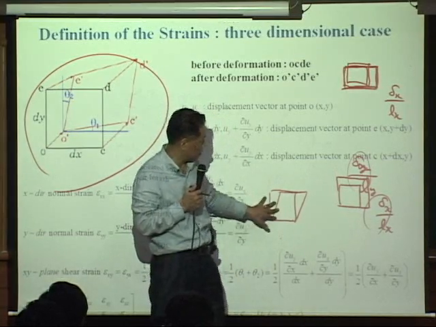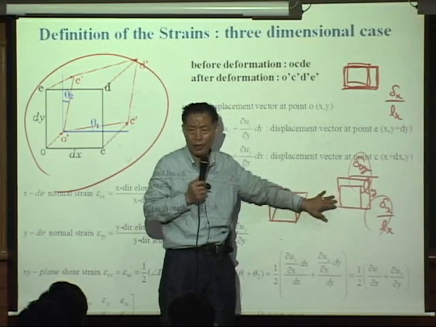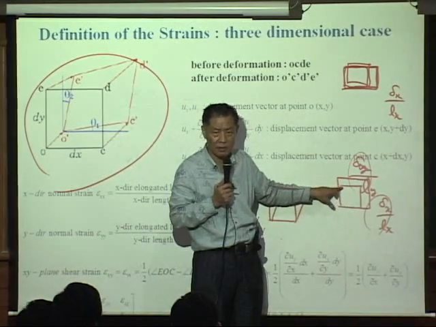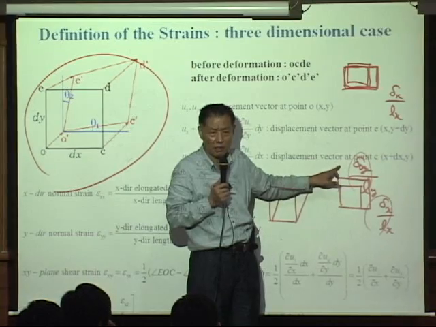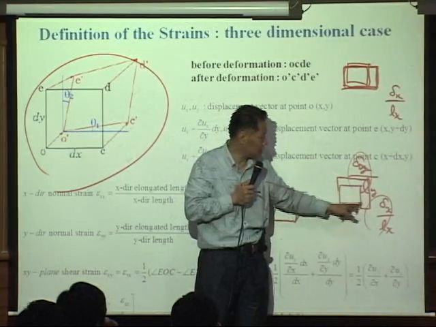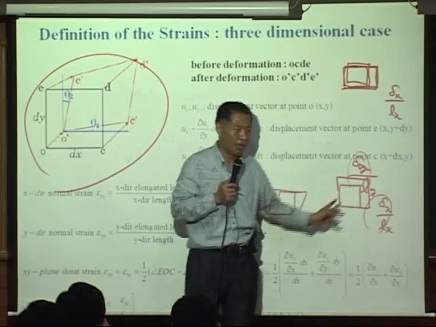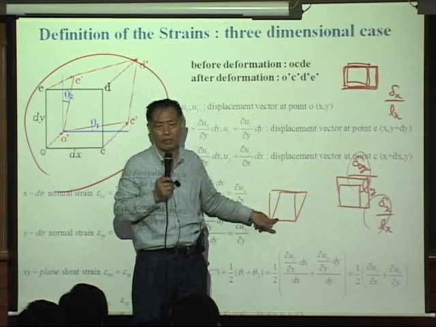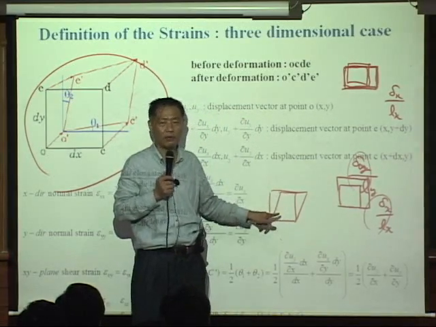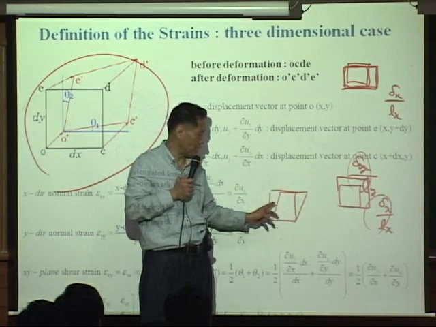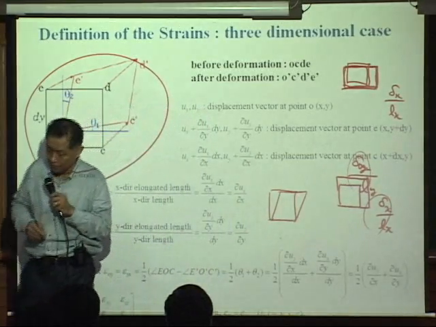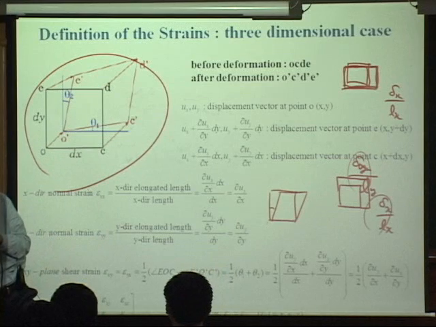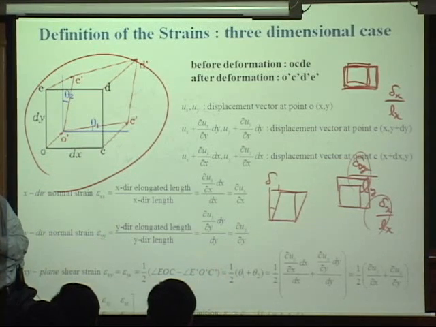What is the major difference between this one and that? Here, the angles don't change, right? The 90 degree, 90 degree, 90 degree, they do not change. Only length changes. Here, length does not change, but angle changes. So let's make use of that angle change. And the angle is like that.